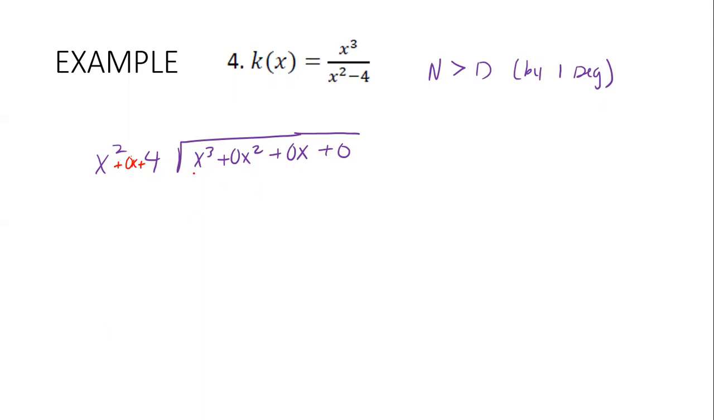All right, here we go. Divide. What is x cubed divided by x squared? X. So I'm going to multiply. That gives me x cubed plus 0x squared plus 4x. We divide, we multiply, then we do what? We subtract. And when you're subtracting, that means you're changing the signs and combining like terms. Yes.